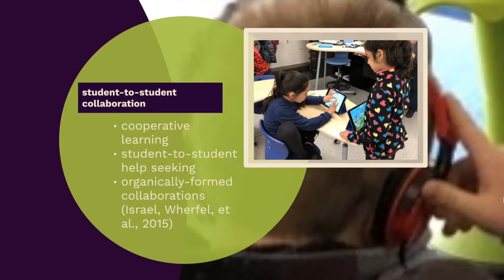Another intervention for helping students gain computer science skills is student-to-student collaboration. Collaboration can easily be fostered in a computer science context because many coding problems are open-ended and emphasize creativity. Student-to-student collaboration can take the form of cooperative learning in pairs or small groups set up by the classroom teacher. It can take the form of student-to-student help seeking, where students seek out help from other students, thereby removing the teacher from the role of being the sole expert in the classroom, and in organically formed collaborations, where students naturally seek out pairs or small groups just because they enjoy working together while coding.